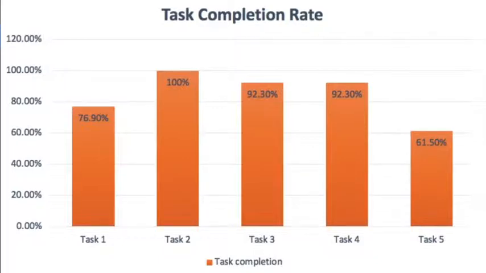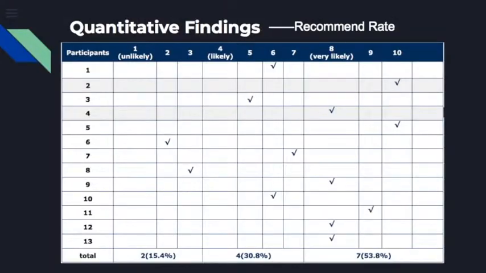According to that, we can see tasks 2, 3, and 4 are relatively easy because most of the users have completed them. But for task 1, almost 25% of the participants did not complete it. And task 5, I think, is the most difficult one among those, because 40% of the users have not completed it.